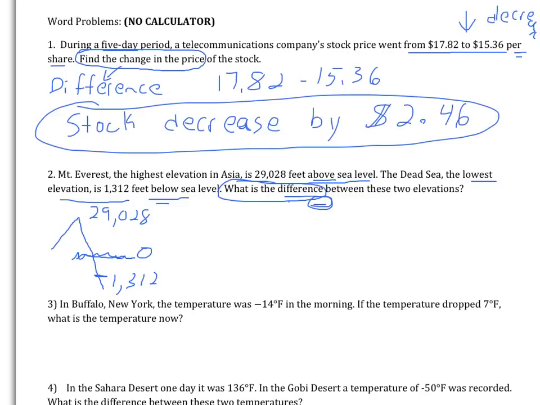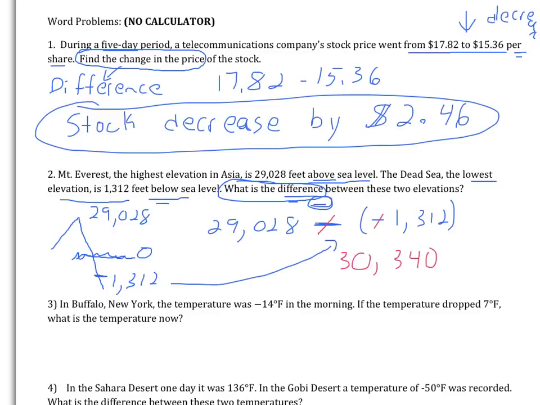Okay. Now, to find the difference between these, we do the 29,028. Difference means to subtract. And then the other number is right here, this negative or below sea level, 1,312. Now that we have this, we have subtraction, right? So we need to change that to addition. So we keep the sign on 29,028, change this to addition, and change the sign of the next number. Now we can go ahead and plug those in and get our answer. And our answer on this one is 30,340. Now, make sure you include units. We're talking feet. That's the difference in elevation between these two.